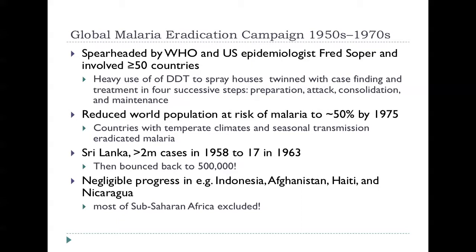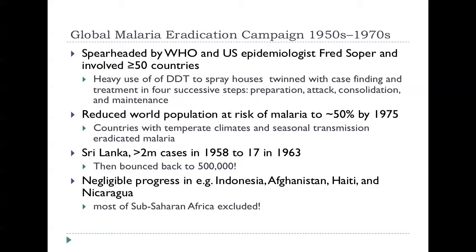Was it successful? Well, yes, partially. It reduced the world population at risk of malaria from where it had been, 75%, to around 50% of the world in 1975. Countries with temperate climates, like the UK and North America, managed to control malaria, where there was seasonal transmission. They, in fact, eradicated malaria.